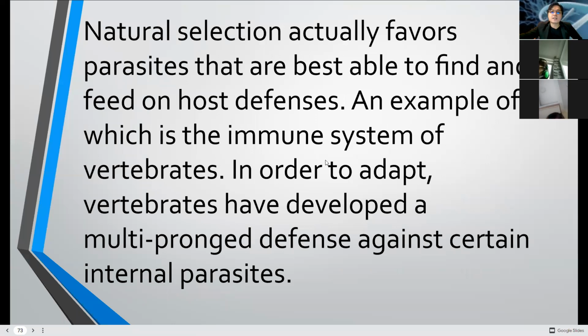Natural selection actually favors parasites that are best able to find and feed on hosts despite host defenses. An example of which is the immune system of vertebrates. Are you familiar with the theory of natural selection by Charles Darwin?